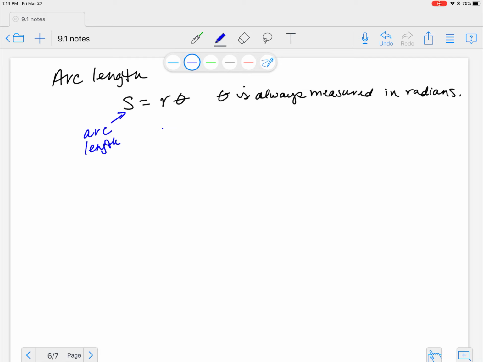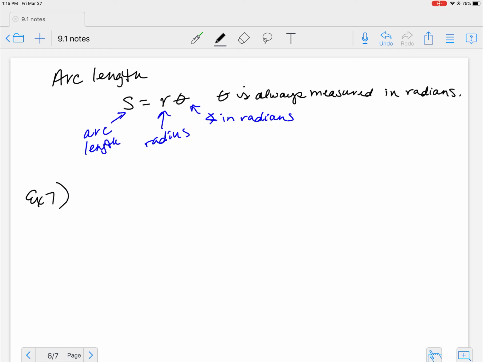Okay? So s is arc length, r is, of course, radius, and then theta is your angle measurement, angle in radians. Okay, so let's do it right now.